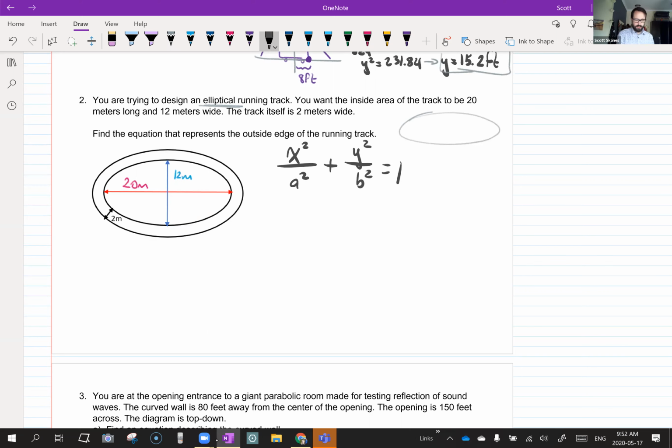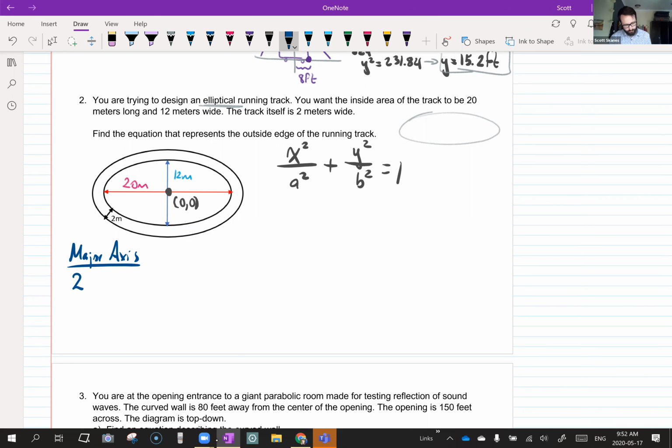How do I know that the center is not going to make a difference? Well, because I'm choosing the center to be at the center of this. There's no reason to choose anything else. It makes no sense to choose anything else. So let's be very careful here. What is the length of the major axis, including the running track? We want the equation that represents the outside edge.